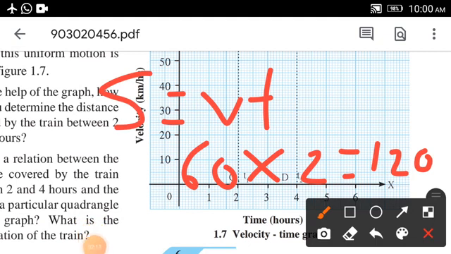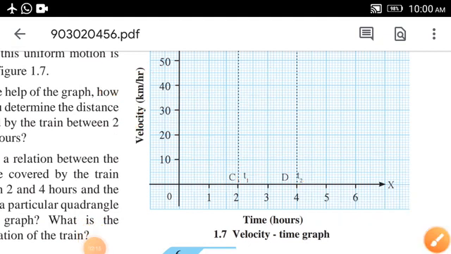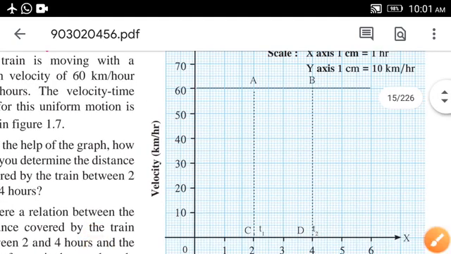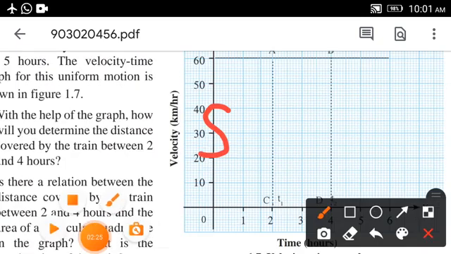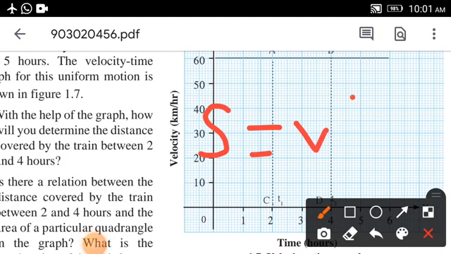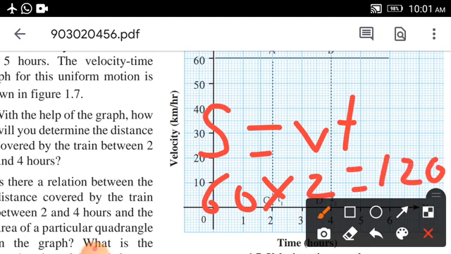So for the first question, S equal to Vt. V is 60, multiply by 2, then we get 120 km. For the second, area ABCD, again 60 km per hour, 4 minus 2 we get 2, again we get 120 km.